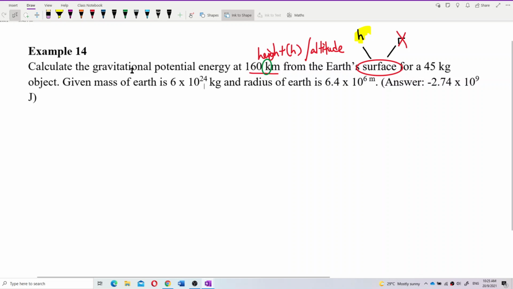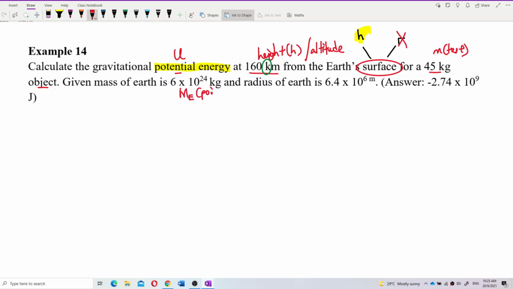Okay, and you want to find the potential energy. So this one is U. You need to find U, and the 45 kilogram object is the test mass. And then the mass of Earth is the point mass, the provider of the gravitational field. This is the provider of field, and the radius of Earth is given.